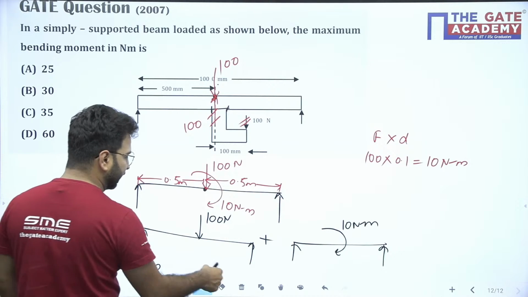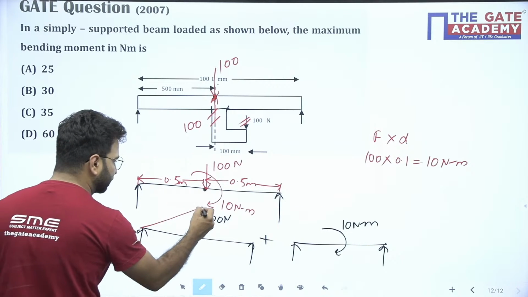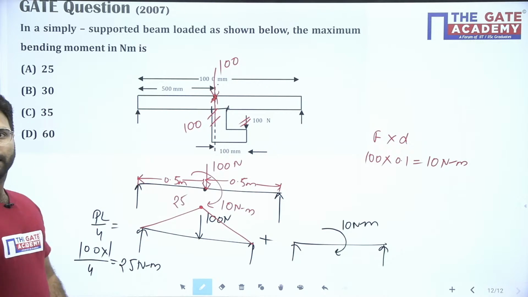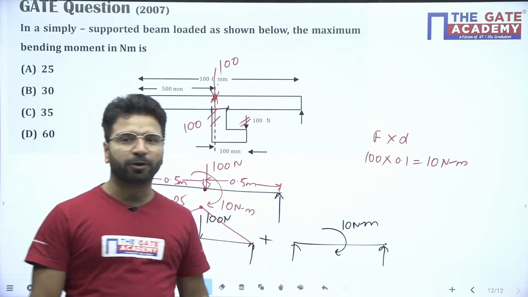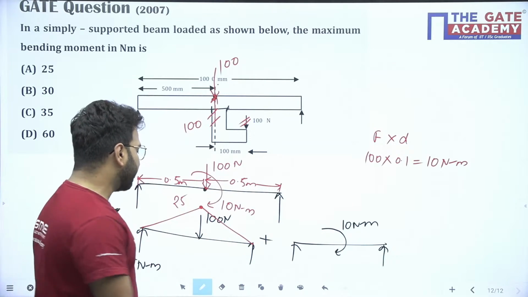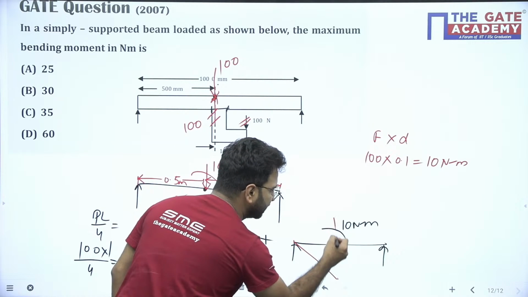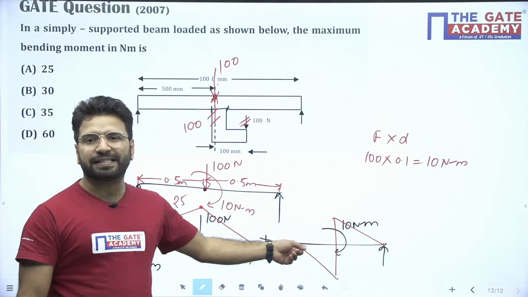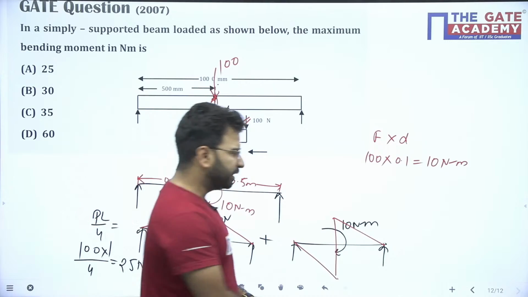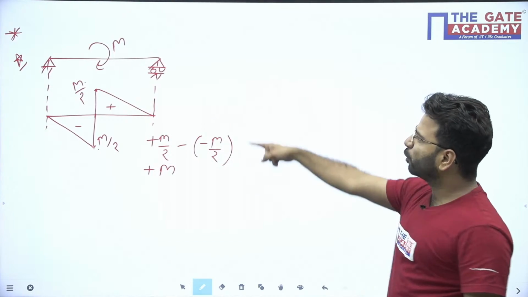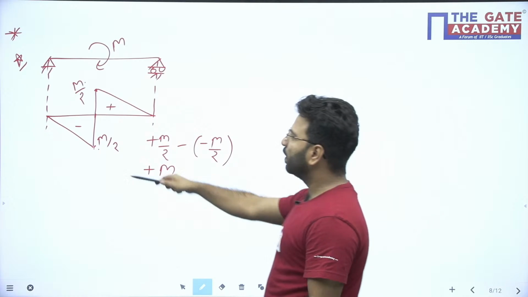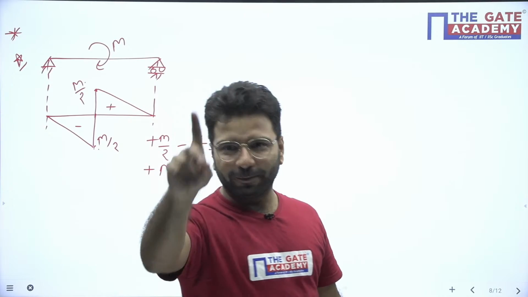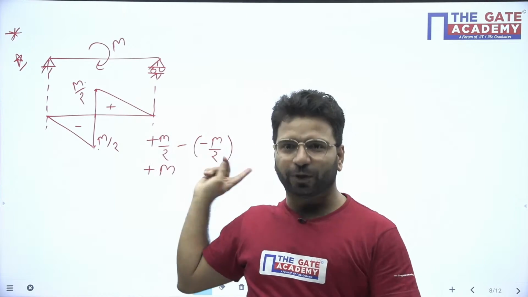If you draw the bending moment diagram for this particular case, the bending moment diagram comes like that. Here the value is coming 25. Just now I told you the bending moment diagram for this couple is like that. Yes or no? If couple is present, the bending moment diagram will be like that. If I am telling you, some logic is there behind that. GATE has asked the question from this logic.